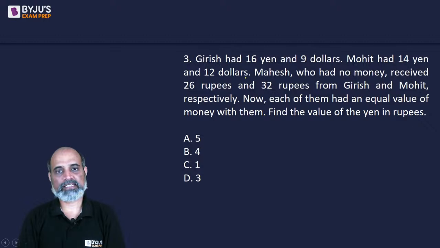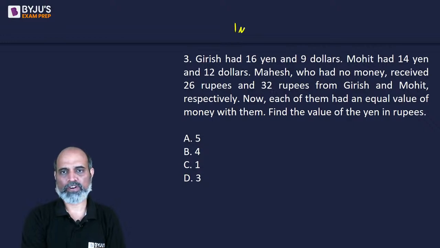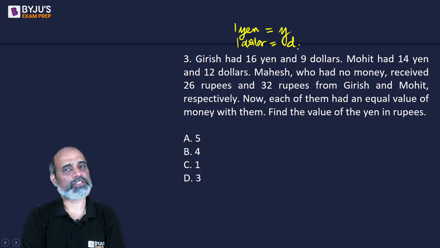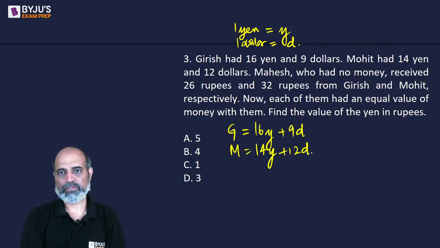This is interesting. We have got 3 different currencies. Suppose 1 yen is equal to Y rupees and $1 is equal to D rupees. If you talk about Girish, he had 16Y plus 9D amount. If I talk about Mohit, he has 14Y plus 12D amount.